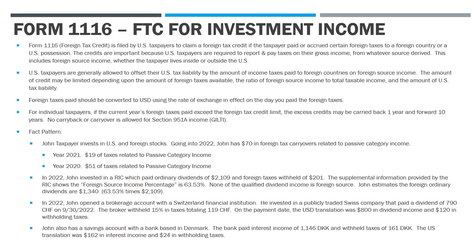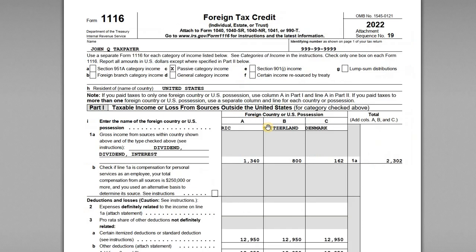All right. Now, if we look at the 1116, we'll see how these items get entered. So in the 1116, each column should represent a separate country. Now, RICs are unique in that even though that foreign source piece might contain a number of different countries, you can consolidate it on one column. So in this first column here, we've indicated RIC for the RIC investment, and we can see there the foreign source dividend income, $1,340. We haven't reported the total amount that was on the 1099-DIV because that includes U.S. source income, right? We're only reporting the foreign source income here.